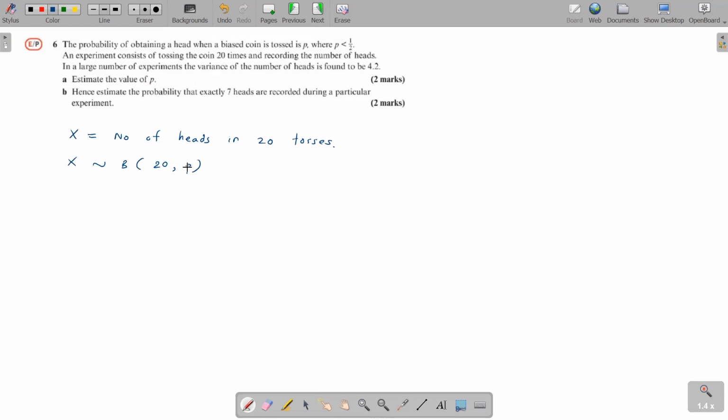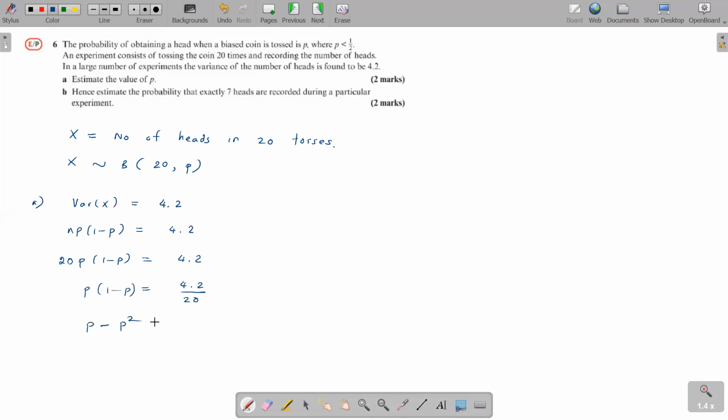So in a large number of experiments, the variance of the number of heads is found to be 4.2. So the variance of X is given to be 4.2. Estimate the value of p. How do you estimate the value of p? Variance of X is np times 1 minus p equals 4.2. So the n value is 20. 20p times 1 minus p equals 4.2. So p times 1 minus p equals 4.2 divided by 20. How much is it?